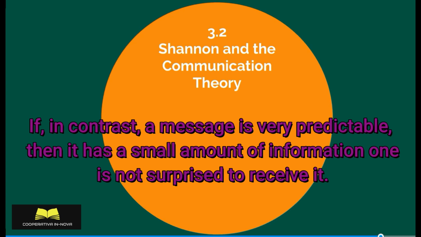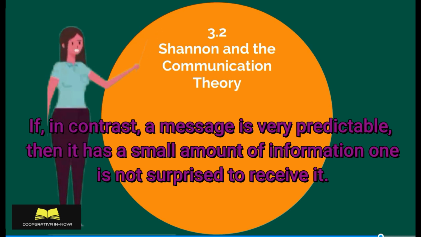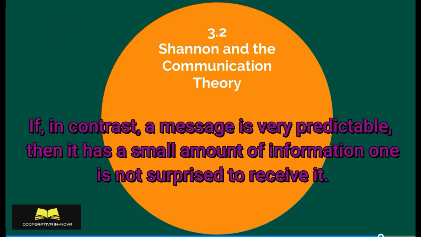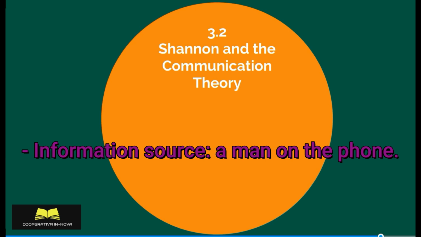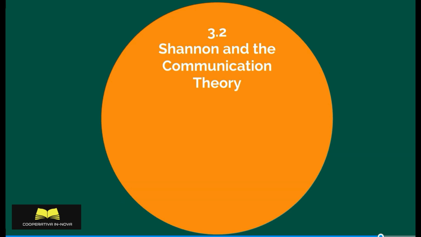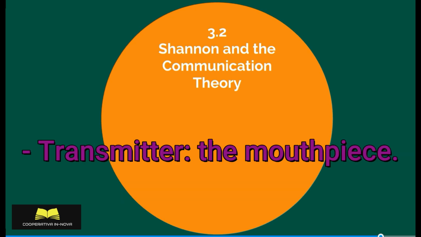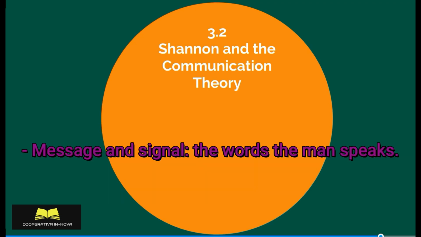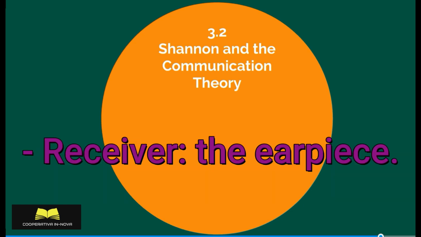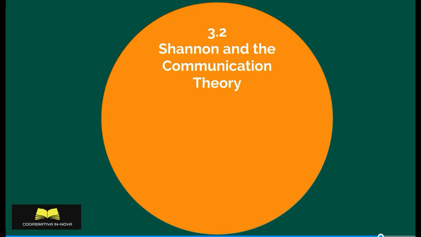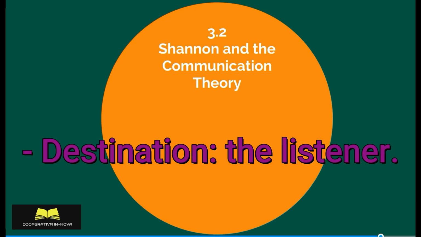If, in contrast, a message is very predictable, then it has a small amount of information; one is not surprised to receive it. For some communication systems, the components are the following: information source, a man on the phone; transmitter, the mouthpiece; message and signal, the words the man speaks; channel, the electrical wires; receiver, the earpiece; destination, the listener.